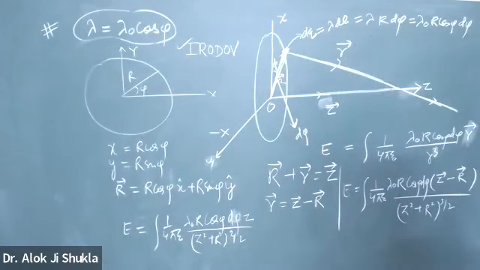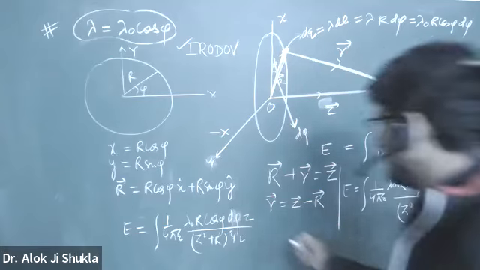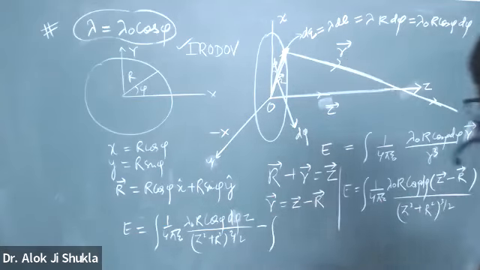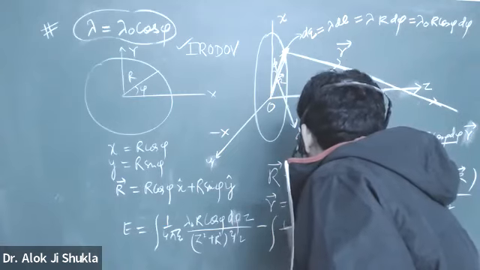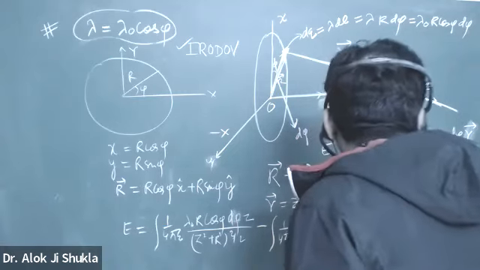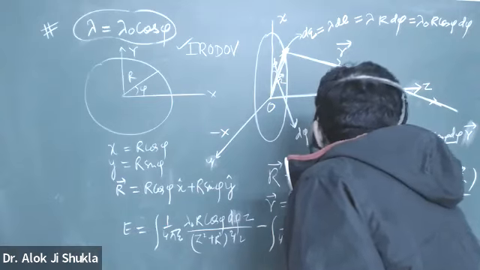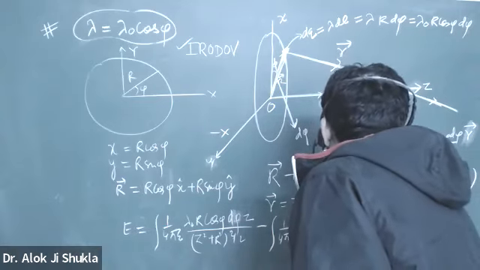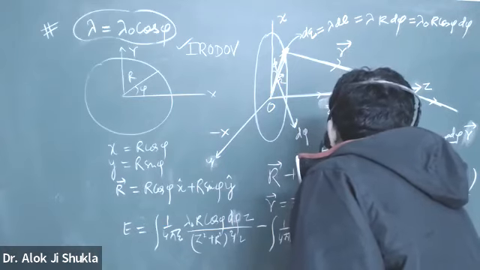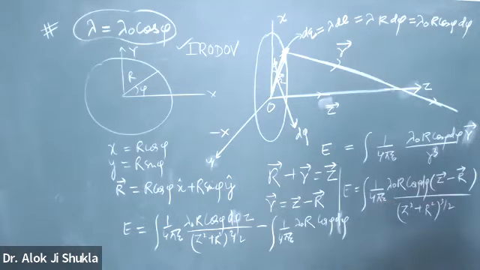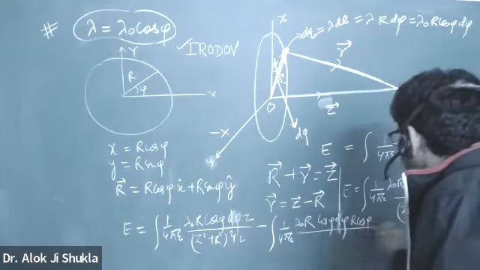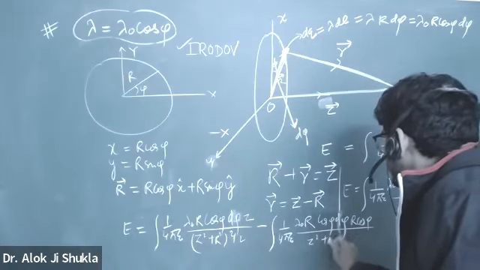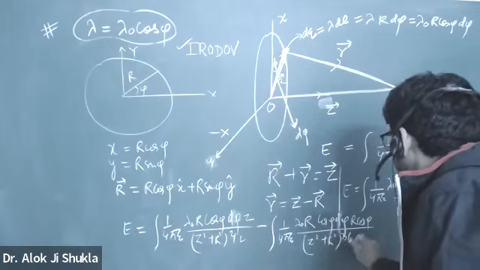Okay. And another one is minus integral of. Put the value of R. So it will become 1 upon 4 pi epsilon naught lambda naught r cos phi d phi. So first of all, I am writing r cos phi by Z square plus r square to the power 3 by 2.